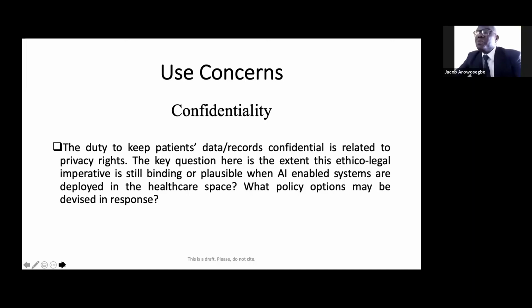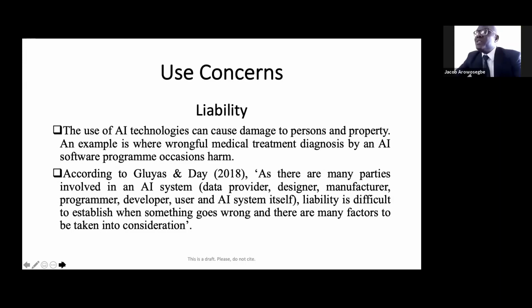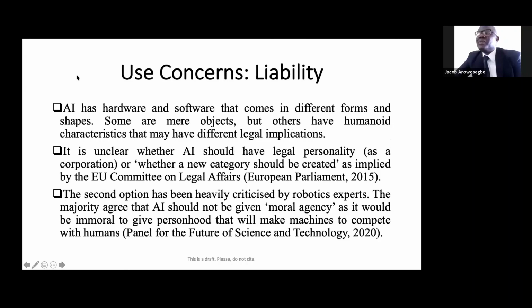Then the issue of liability. The use of AI technologies can cause damage to persons and property. An example is where a wrongful medical treatment or diagnosis by an AI software program occasions harm. So the issue here is who should be liable. Some people have said the AI entity or system itself may be liable, but some have said no, that should not be. So that's the issue of liability. Who will be liable? Is it the person that designed the AI? Is it the controller of the AI system, or the person who is using it? So, who exactly should be liable?